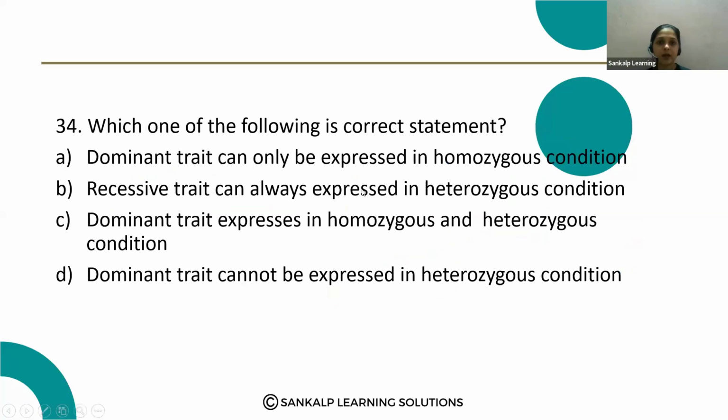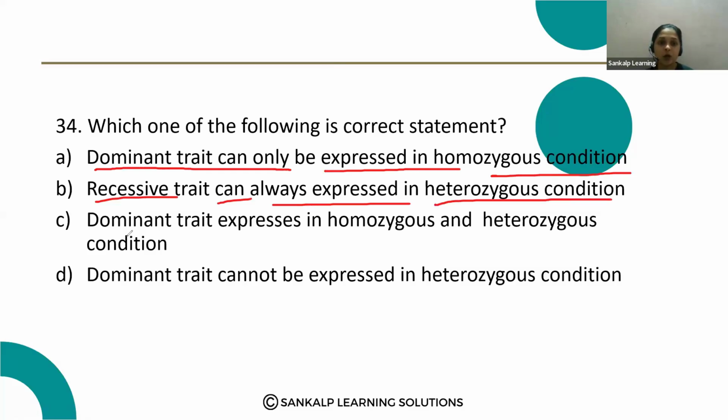Next question. Which one of the following is correct statement? Option A, dominant trait can only be expressed in homozygous condition. Option B, recessive trait can always be expressed in a heterozygous condition. Option C, dominant trait expressed in homozygous and heterozygous condition. Option D, dominant trait cannot be expressed in a heterozygous condition.